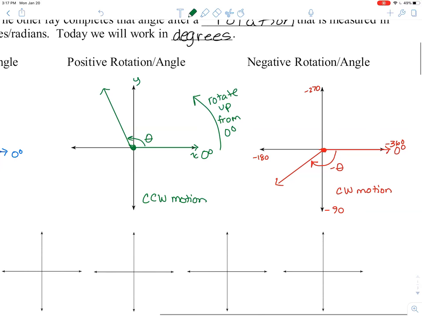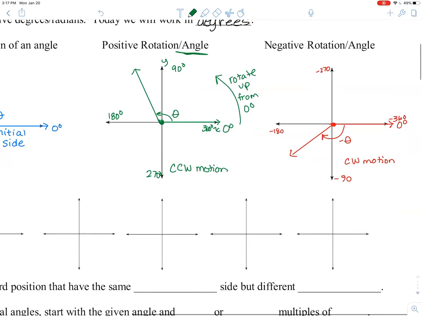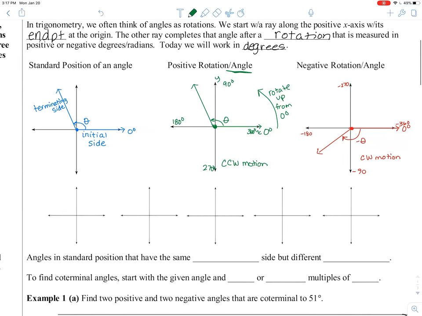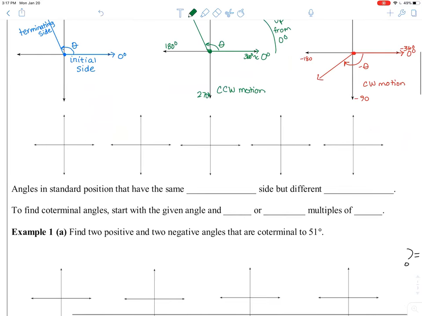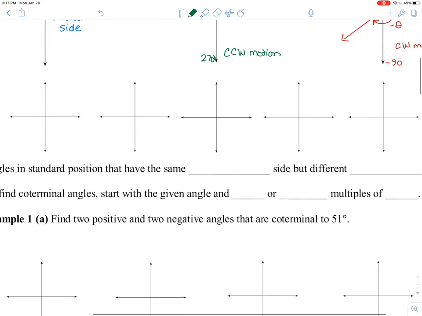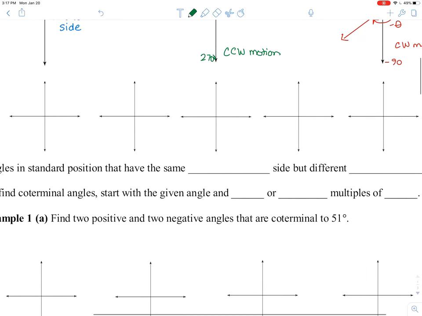In fact, let's go back to this one where we're rotating up. This is 90 degrees. This is positive 180 degrees. This is positive 270 degrees. And then, of course, all the way around, 360 degrees. And then we can just continue to spin around and add or subtract as we like. Continuing on, let's talk about some specific measures.